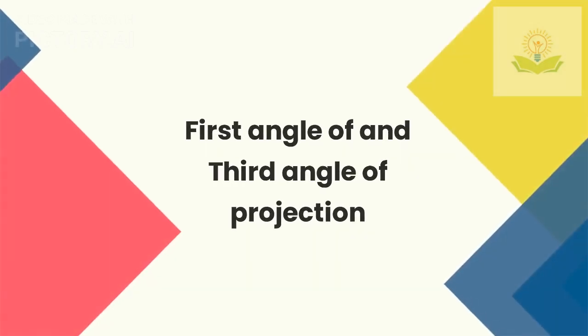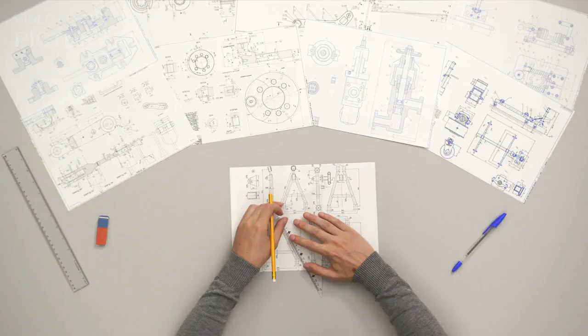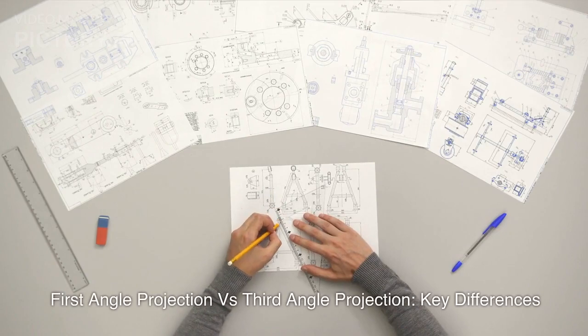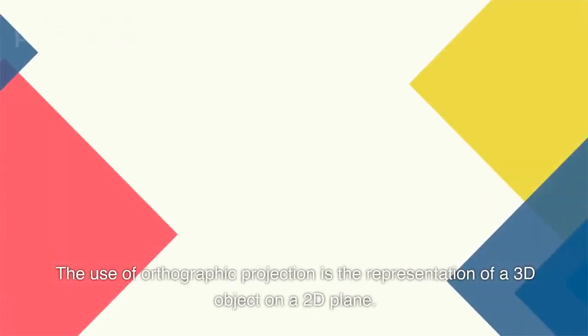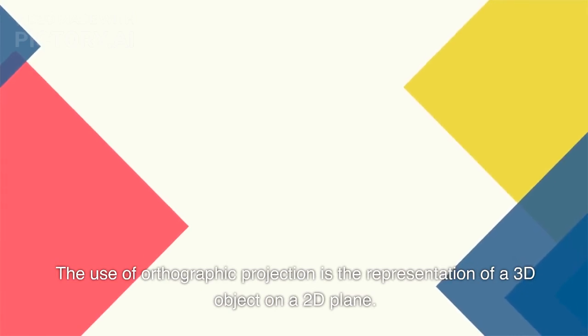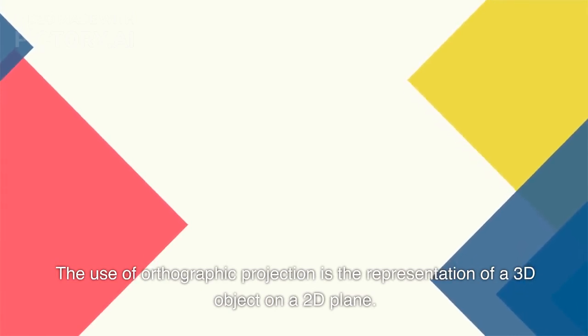First angle and third angle of projection. First angle projection versus third angle projection, key differences. The use of orthographic projection is the representation of a 3D object on a 2D plane.